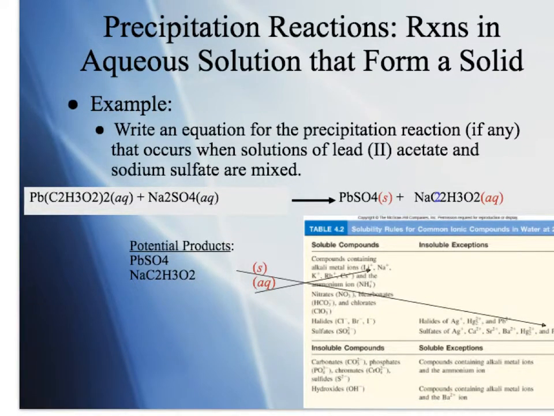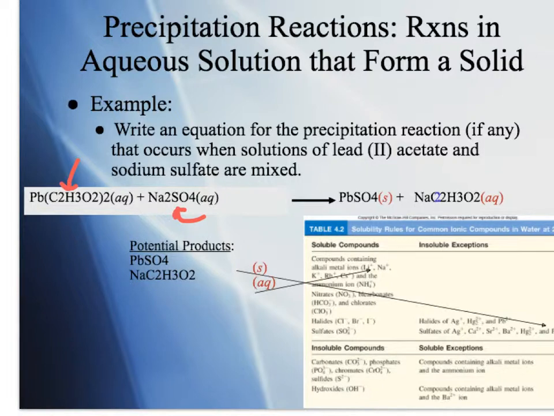Pb(C2H3O2)2, that's the acetate ion right there, and that is aqueous, so we put an AQ. And then sodium sulfate, Na2SO4, also aqueous, and so we put that there. On the left-hand side is the reactants.